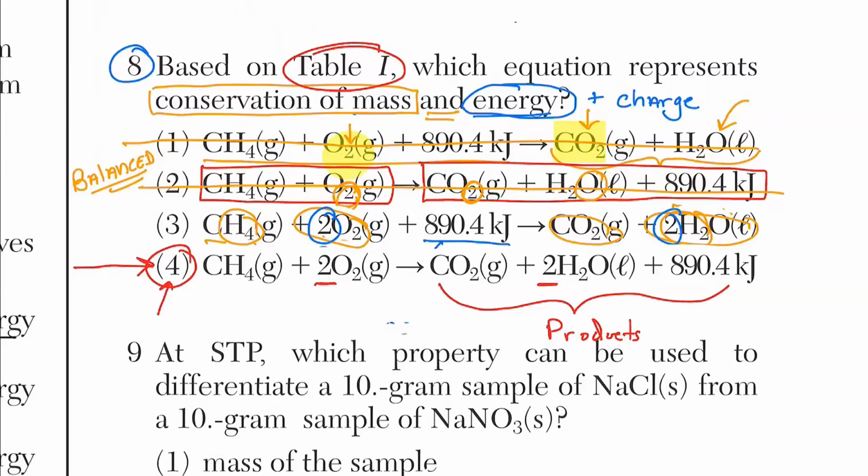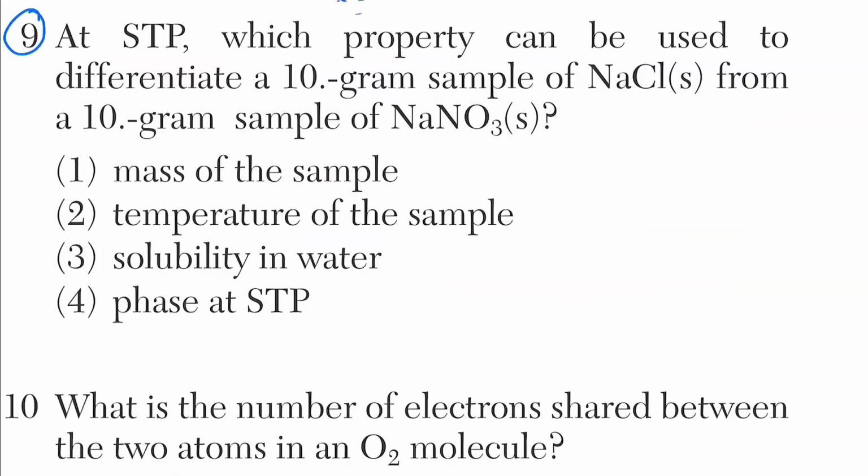On to number 9. Number 9, at STP, which property can be used to differentiate? That's a very advanced word, but basically differ is in that word. So how can you tell one from the other? In a 10-gram sample of sodium chloride, hey, that's a compound, 2 capital letters, 2 different elements, from a 10-gram sample of sodium nitrate, another compound. This one is a tertiary compound. It's got 3 different capitals, 3 different elements, but those are compounds.